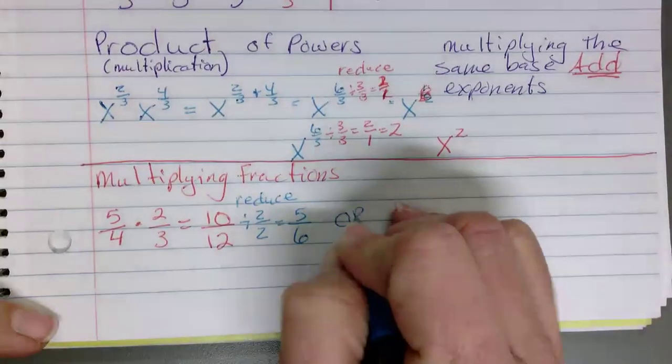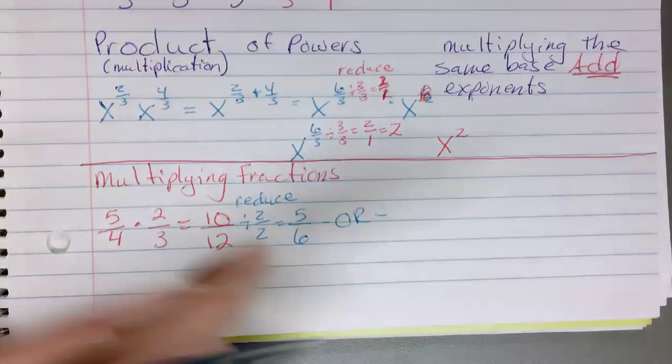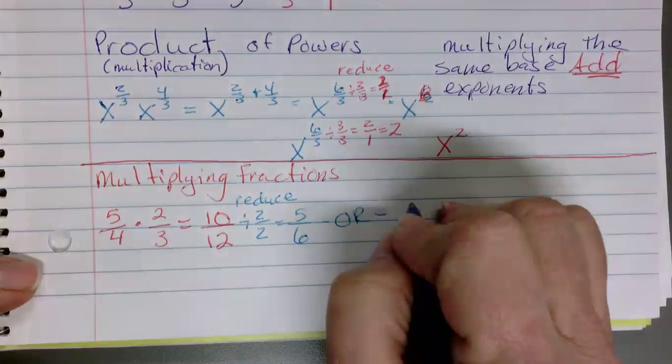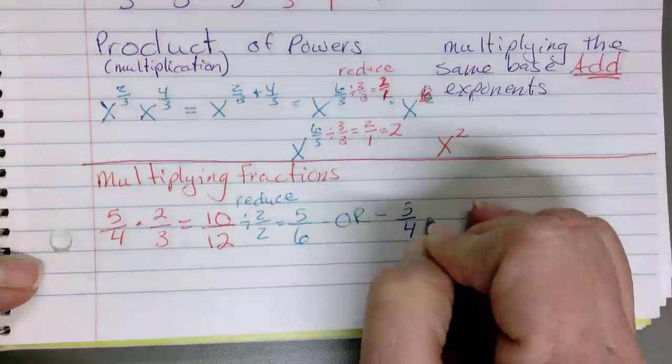Or let's make sure we show you another way how to do it. So another way we could do it is we could do the same problem. 5 over 4 times 2 over 3.